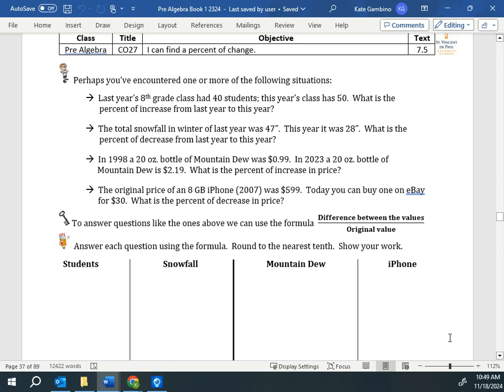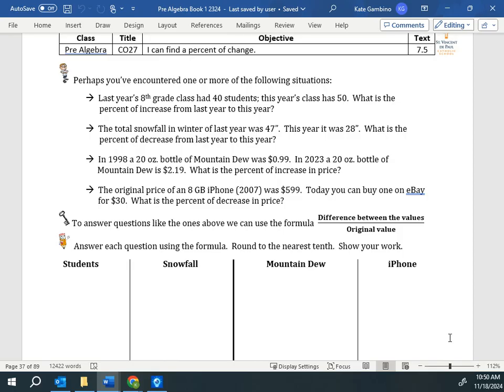Good morning. Today we are doing our last objective of this unit, CO27. I can find a percent of change. So we've been working lots with percents. This is the last percent one. I need us all paying attention.